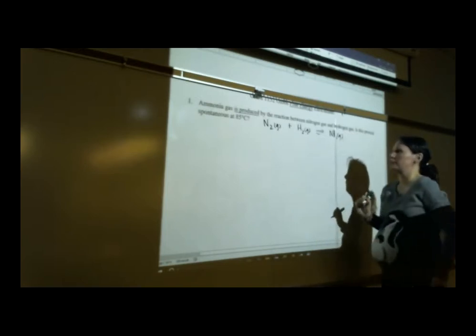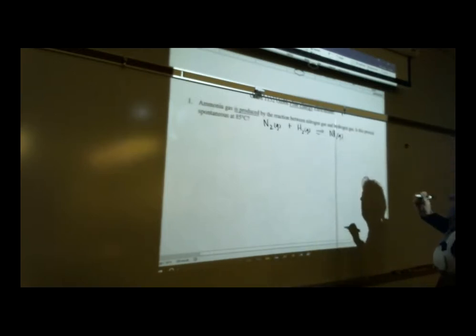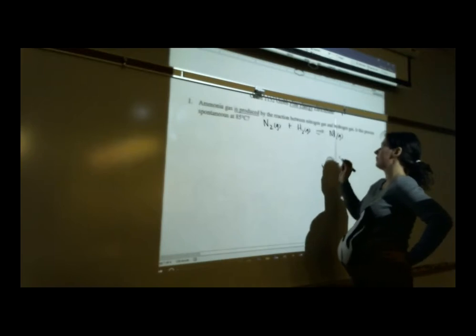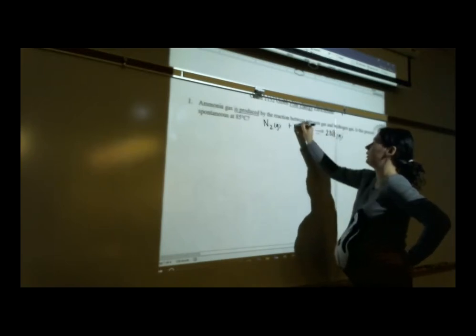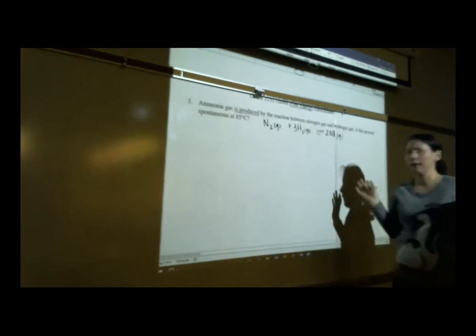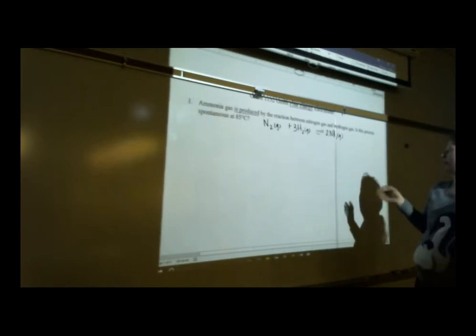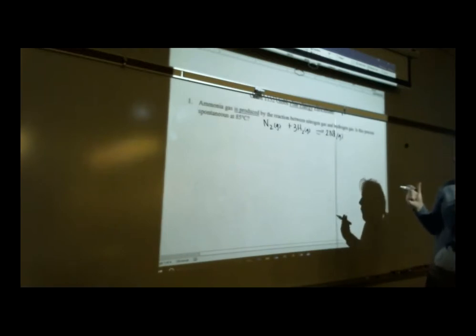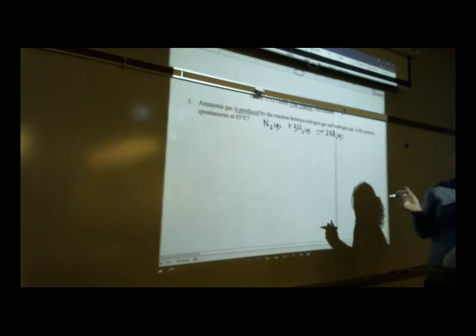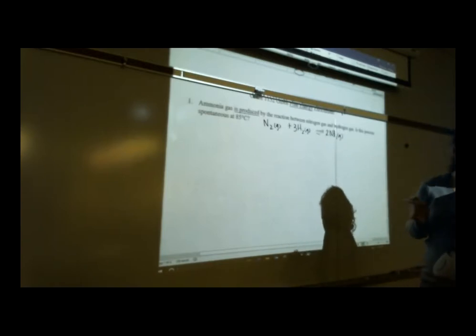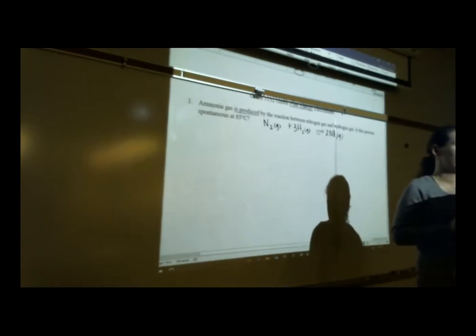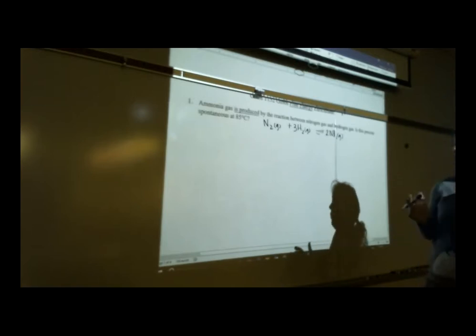All right, is that balanced? No. What do we need? We need a 2 here and a 3 here, right? Can we do these problems without a balanced equation? No, we can't. So I want to know, is this reaction spontaneous at 85 degrees Celsius? So how do I calculate spontaneity? What do I ultimately need to calculate? We need to know delta G, right?